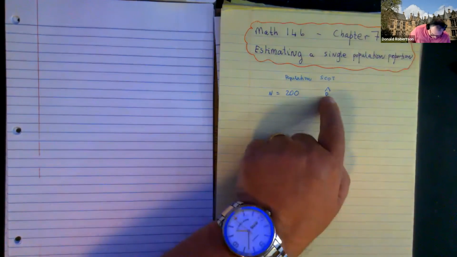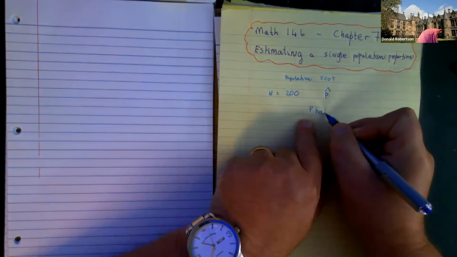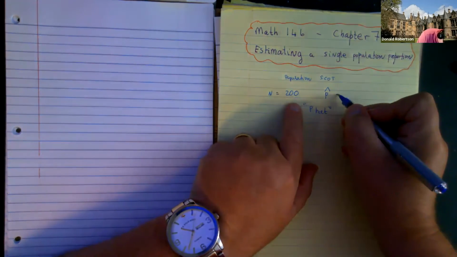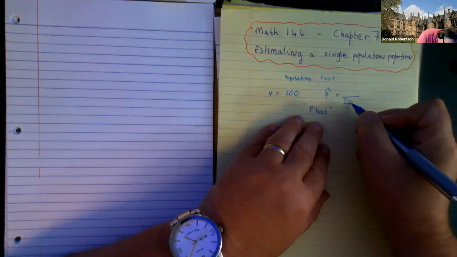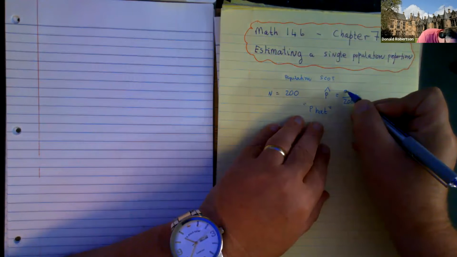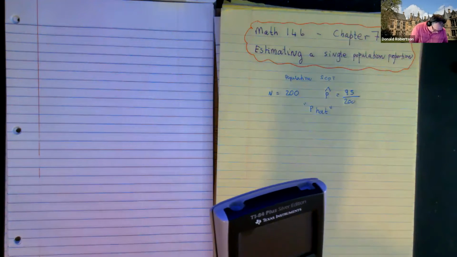And we use this notation. You see that P with a little hat? You call that P hat when you say it out loud. And that's the proportion, right? So the proportion of Scots guys who went and said that they were drunk, let's say it was 95 of them, right? 95 out of 200 Scottish adults said that they were drunk. And I'll turn that into a decimal now.